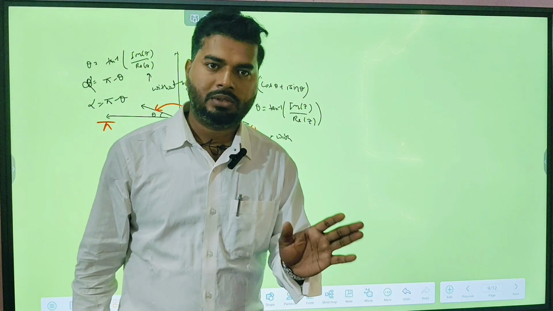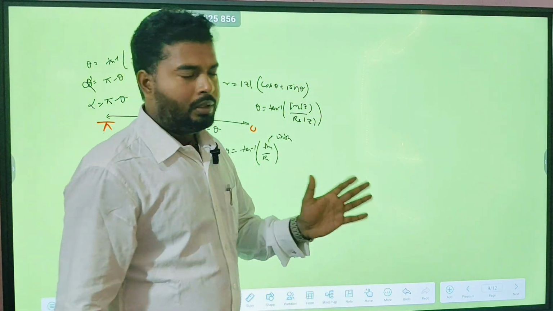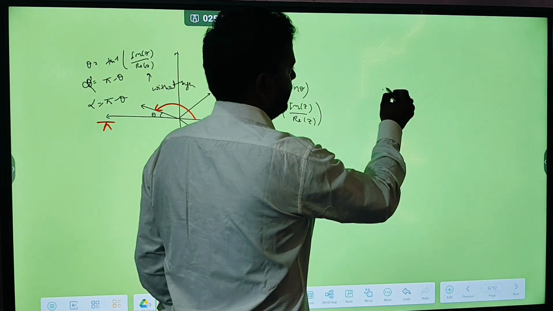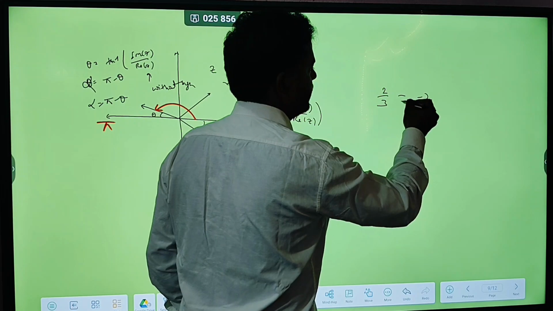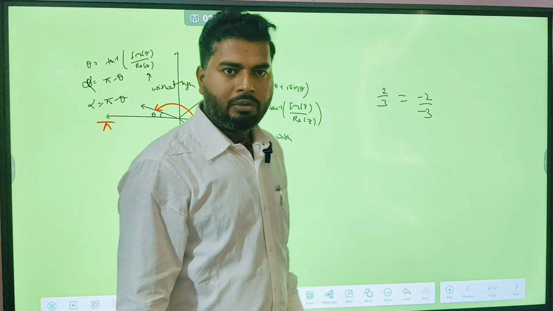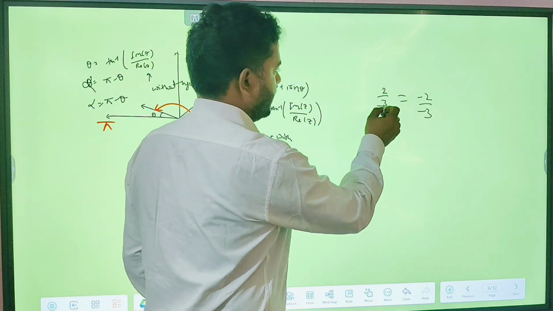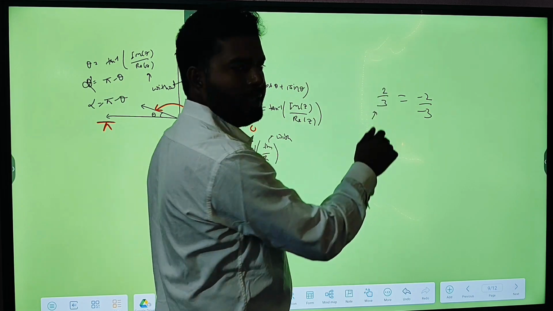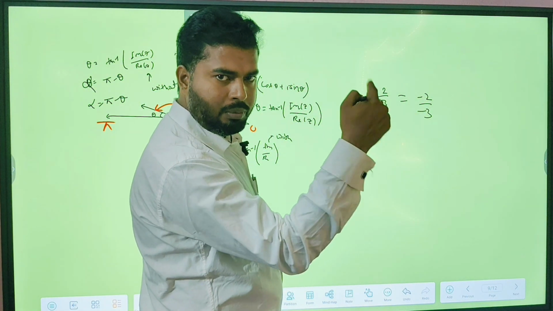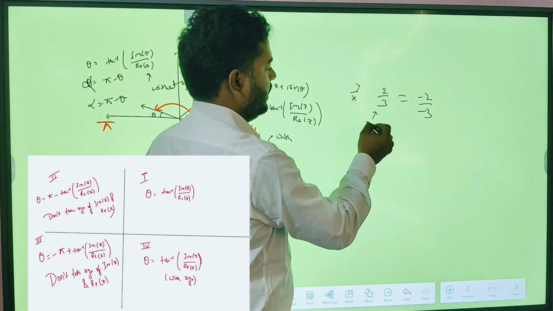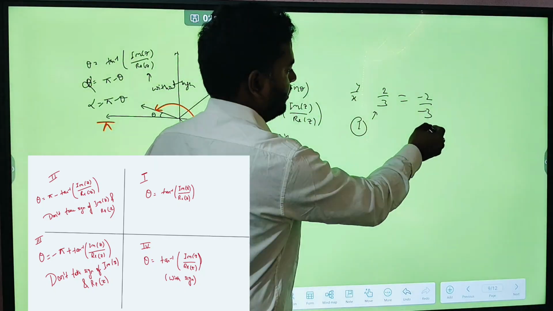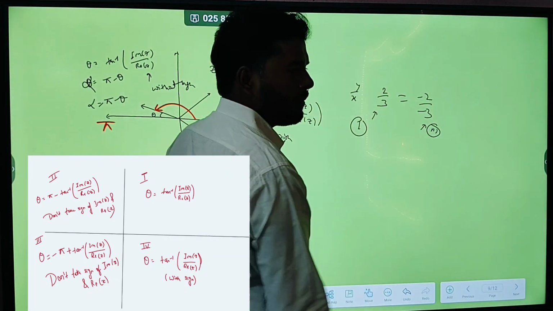Okay, what happens is the calculator cannot differentiate between 2 by 3 and minus 2 by minus 3. Both are equal for the calculator. But when it's 2 by 3, it's x is 2 and y is 3, because we write y upon x. So y 2 and x 3 is in the first quadrant, whereas minus 2 and minus 3 is the third quadrant.